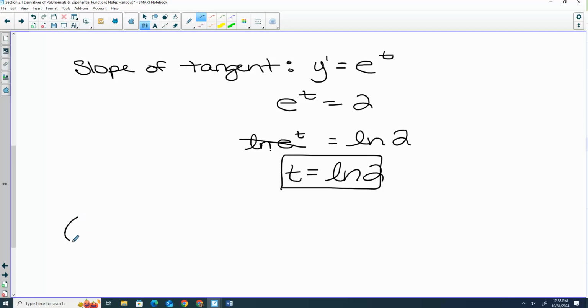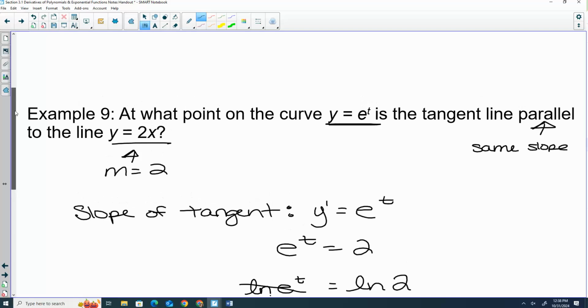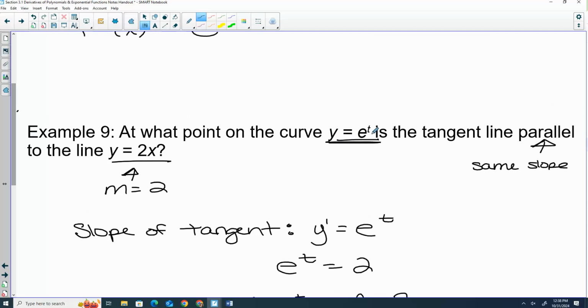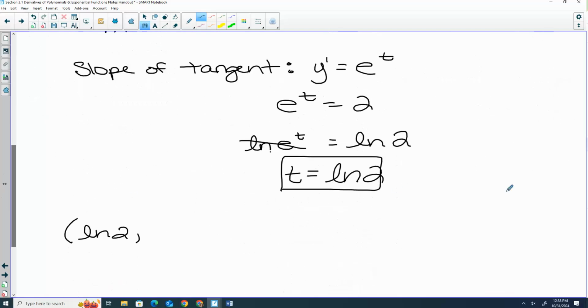If I ask this as a point, the natural log of 2 is my x. That's terrible. If I wanted my y, if you plug that back in, what's e to the natural log of 2? We don't need a calculator. What happens when you have an e and a natural log? They cancel, so it's 2.